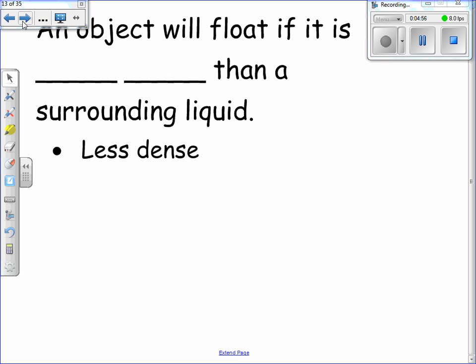Okay, an object will float if it is less dense than a surrounding liquid. Now, examples. Oil and water. Oil always floats on water because the liquid oil is actually less dense than the water around it.